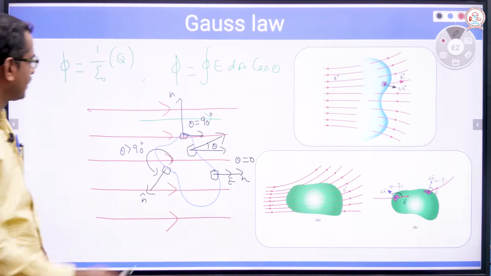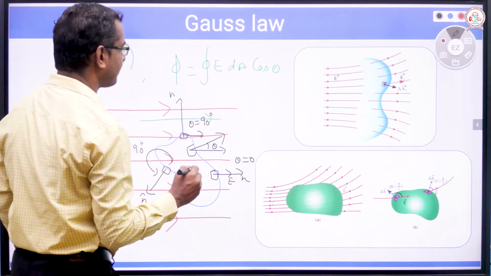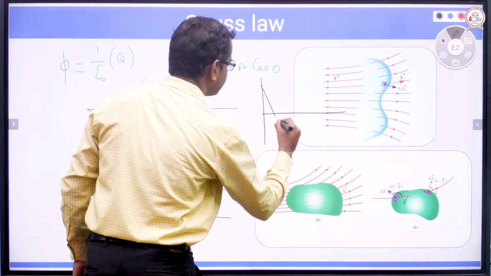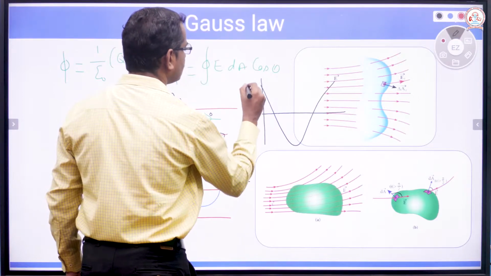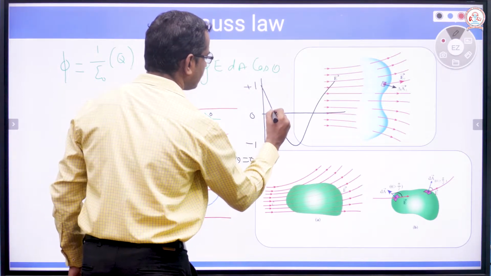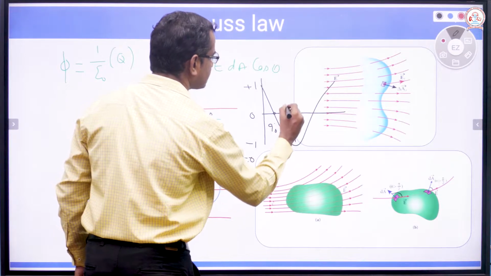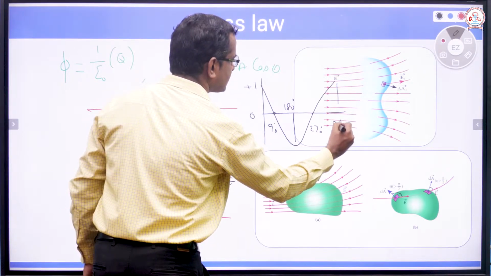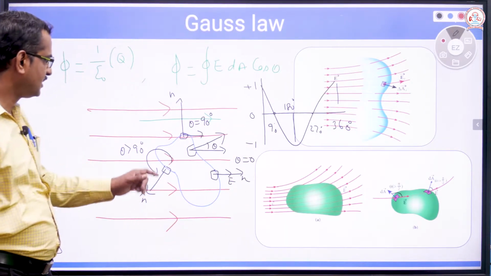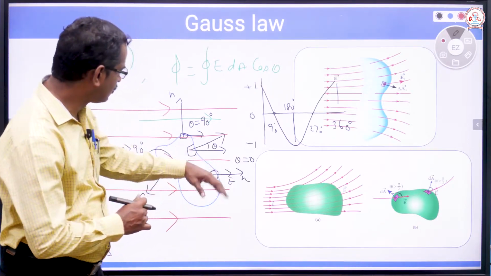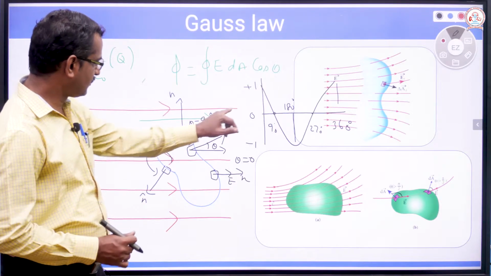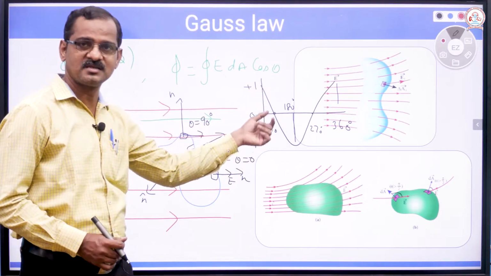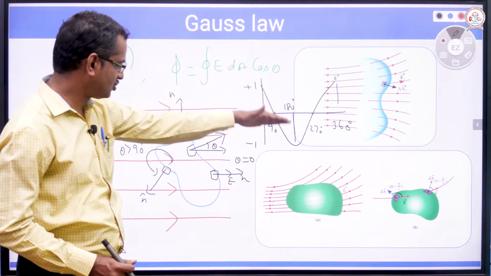We know that we are using cos theta there. Cos graph goes like this, isn't it? This is the cos graph: 0, plus 1, minus 1. Here we have 90 degrees, here 180 degrees, here 270 degrees, and here 360 degrees. So you can see that as theta changes from 0 to 180, the cos theta value changes from plus 1 to minus 1, based on the angle.